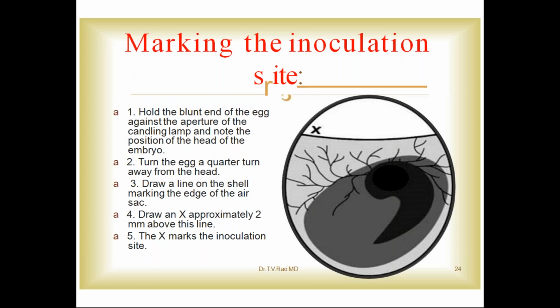Marking the inoculum site. Hold the blunt end of the egg against the aperture of the candling lamp and note the position of the head of the embryo. Turn the egg a quarter turn away from the head. Draw a line on the shell marking the edge of the air sac. Draw an X approximately 2 millimeters above this line. The X marks the inoculum site. That is the marking of the inoculum site of the embryonated egg.